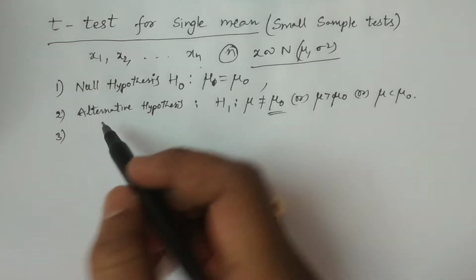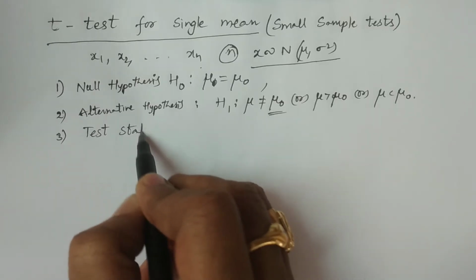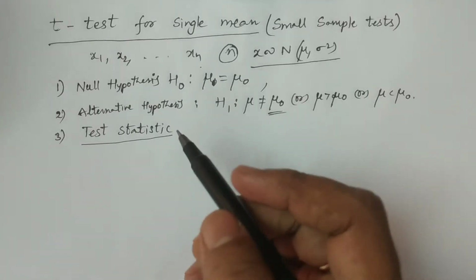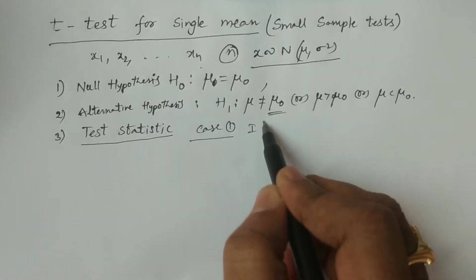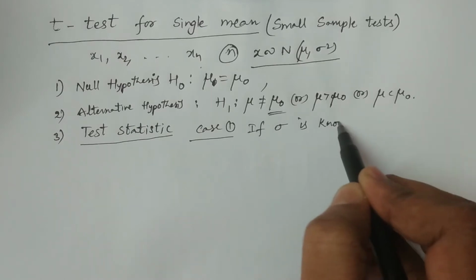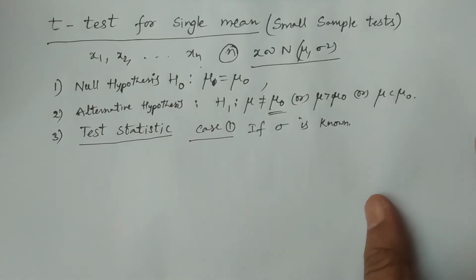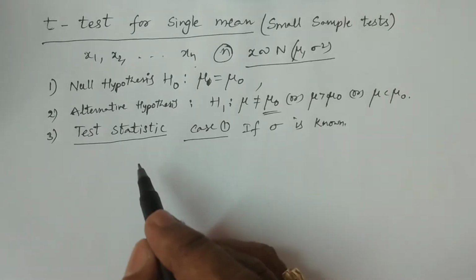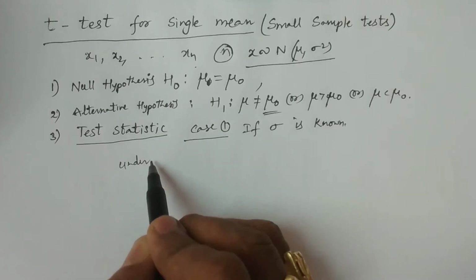Then the third point, the test statistic. The test statistic is now defined in two particular cases. Case 1: if sigma, the population standard deviation, is known. If sigma is known, then we apply the usual procedure of the normal distribution. That is, we consider the test statistic under H0.